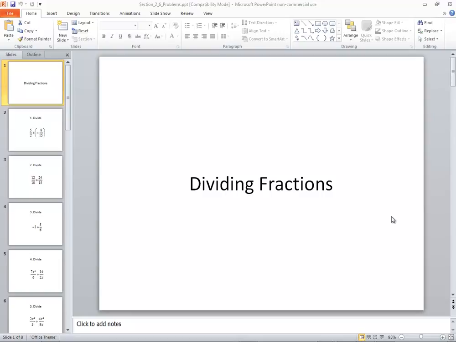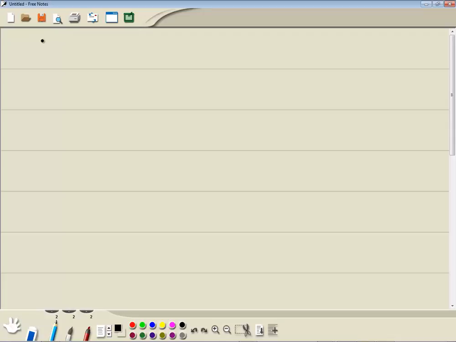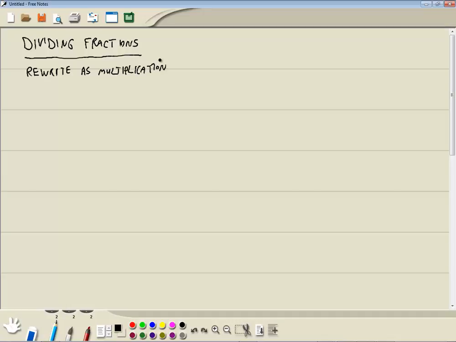Let's take a look at dividing fractions. One very simple idea with dividing fractions is we're going to rewrite it as multiplication by flipping the second fraction, taking a reciprocal of it. And at that point, you just multiply like normal.